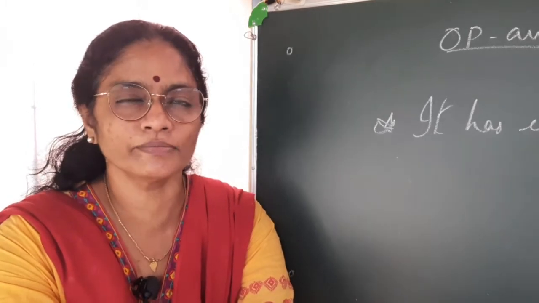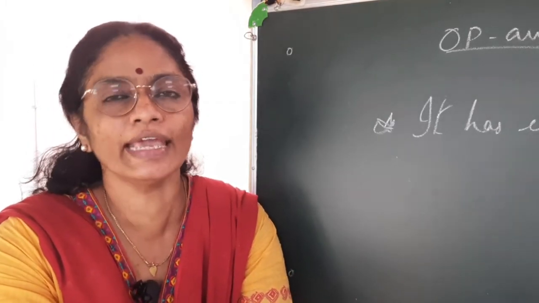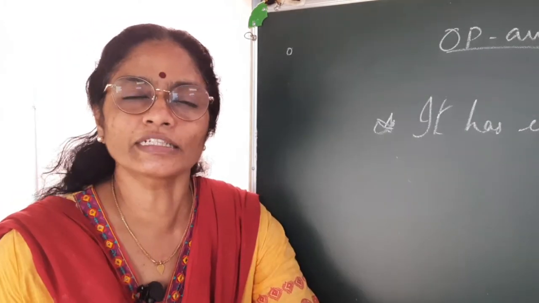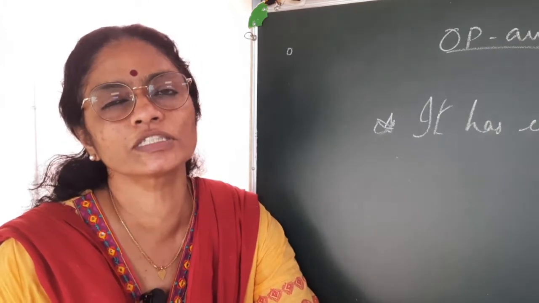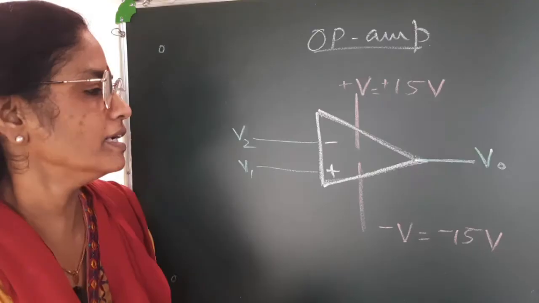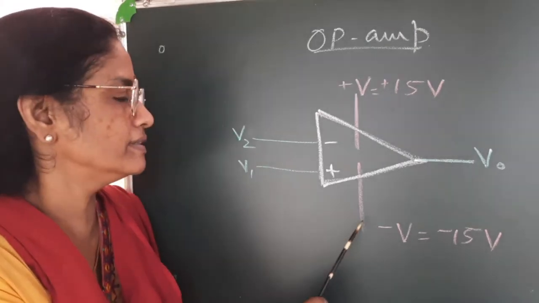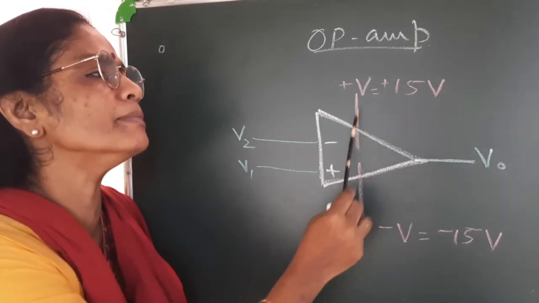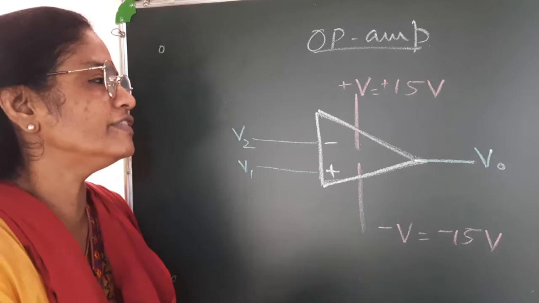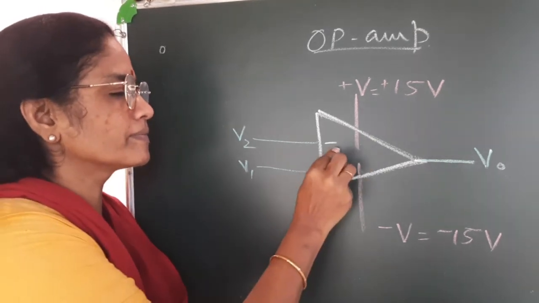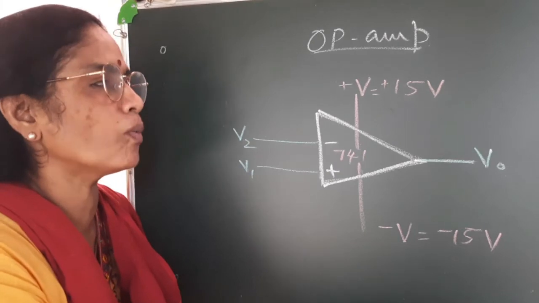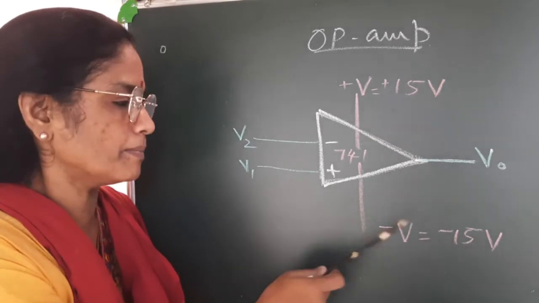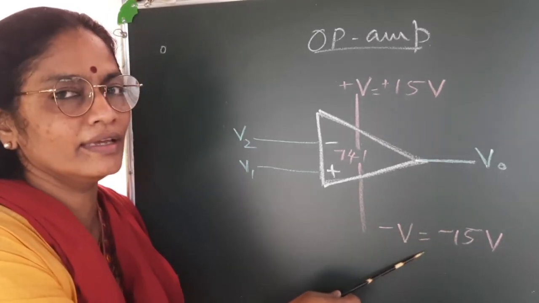Then we discussed that it is possible to amplify AC signals as well as DC signals with the help of this op-amp. The practical gain of this op-amp comes in the order of 10 raised to 5. Coming to the symbol of op-amp, this is a symbol of op-amp. There should be a plus VCC biasing. If this is IC741, then we will give a plus 15 volt VCC and minus 15 volt VEE.